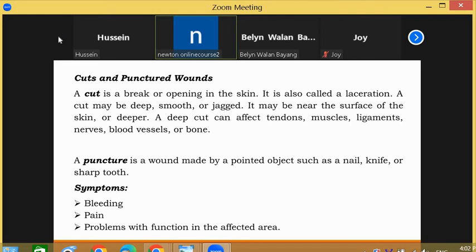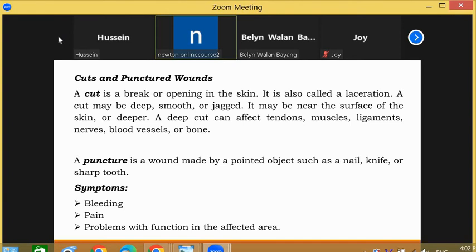Next one is cut and punctured wounds. That will happen to everyone. A cut means a break or opening in the skin. It is also called a laceration. Sometimes it will be very deep, sometimes very smooth. That depends on how the wound happened.